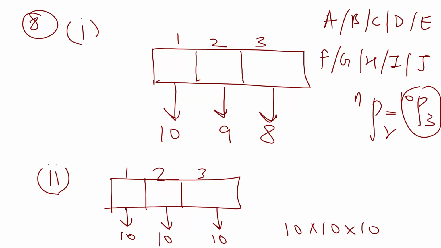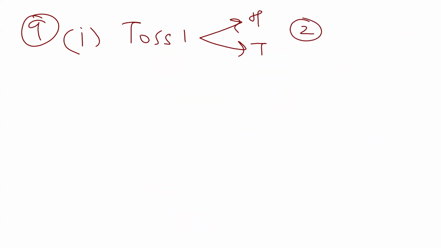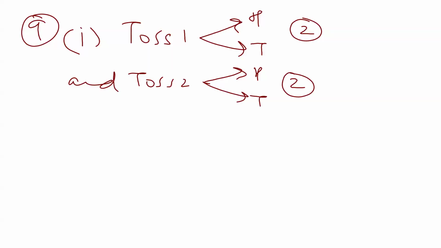Question number 9. The coin is tossed 2 times. So toss 1 can give you heads and tails, 2 outcomes, and toss 2 heads and tails, 2 outcomes. So the total number of outcomes is 2 into 2, which is equal to 4. Why into? Because we are multiplying.